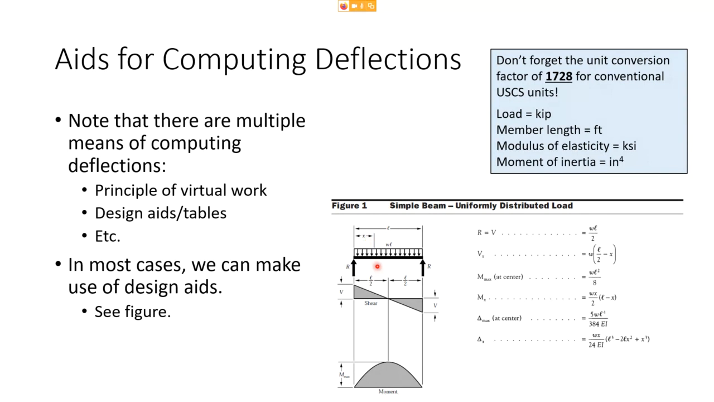A couple of things about this formula. Number 1, don't forget your unit conversion factor. We will typically keep our units in this particular format. Our loads will be in kips, and we'll usually keep our member lengths in feet, so our distributed loads will be in kips per foot. But our E values will be in ksi and our moments of inertia will be in inches to the 4th. So we have to throw in this unit conversion factor to get from cubic feet to cubic inches. So that's my first point.